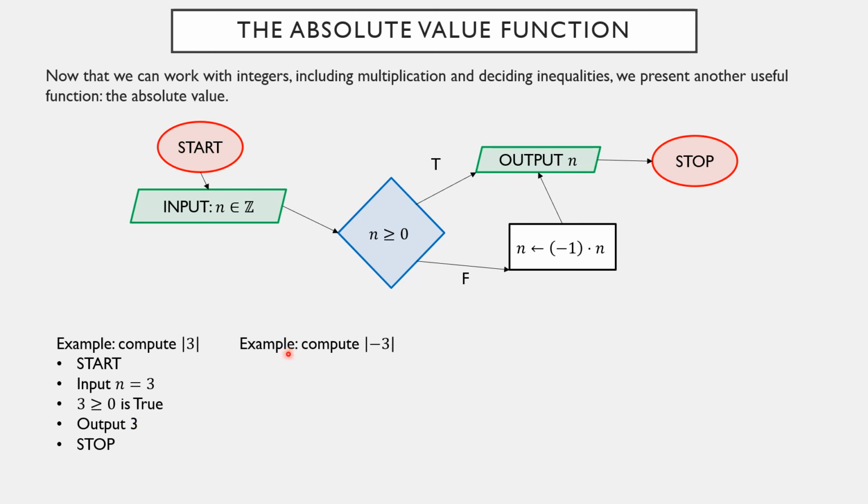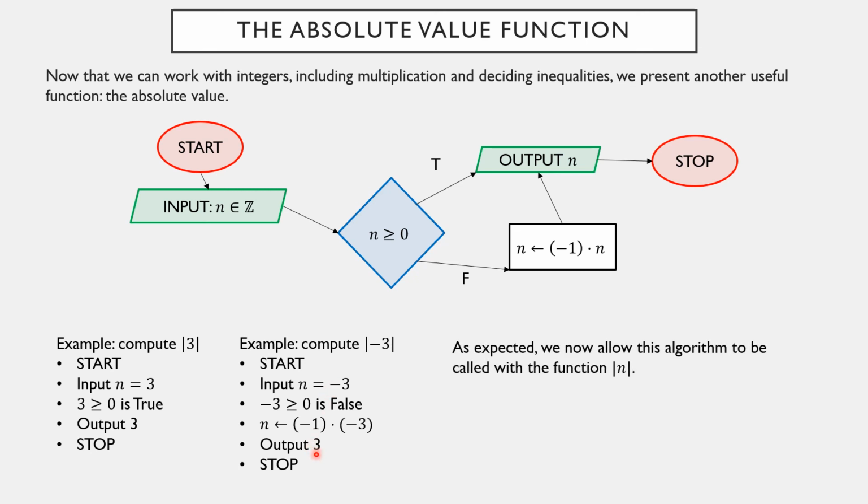What if I want to compute the absolute value of negative 3? Okay, so I start. I input an integer, negative 3. Negative 3 bigger than or equal to 0 is false. So replace n with negative 1 times itself. What's negative 1 times negative 3? It's 3, so that's what I output, and then I stop. So I input negative 3, and I still output the absolute value, 3. So this will always work.